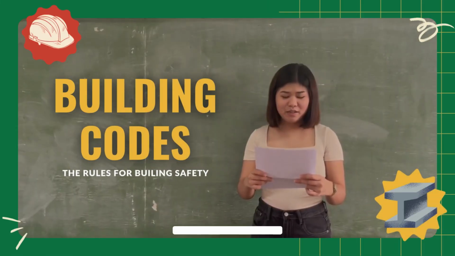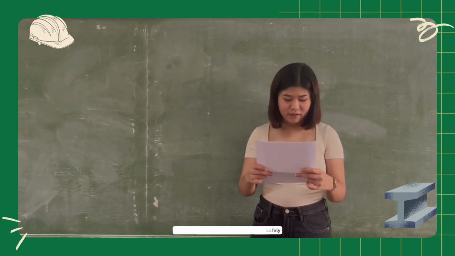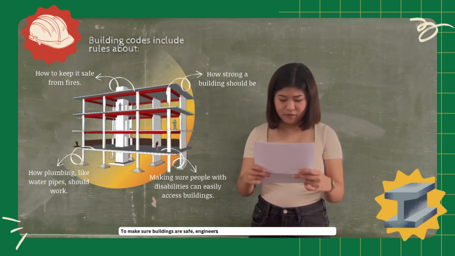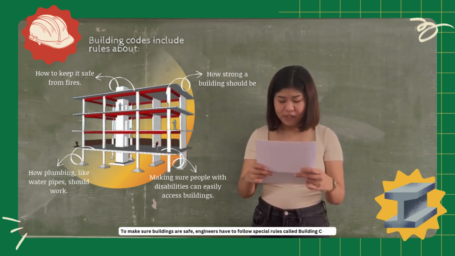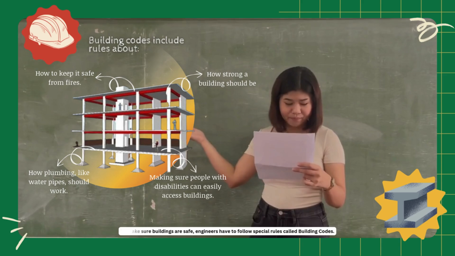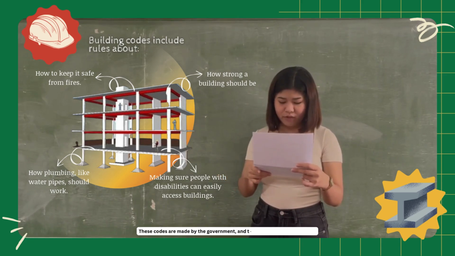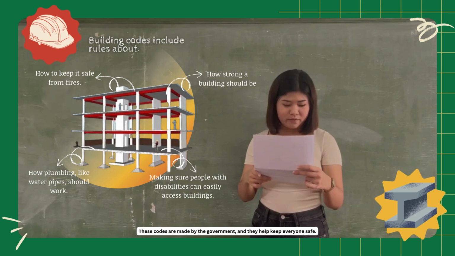Building codes, the rules for building safety. To make sure buildings are safe, engineers have to follow special rules called building codes. These codes are made by the government and they help keep everyone safe.